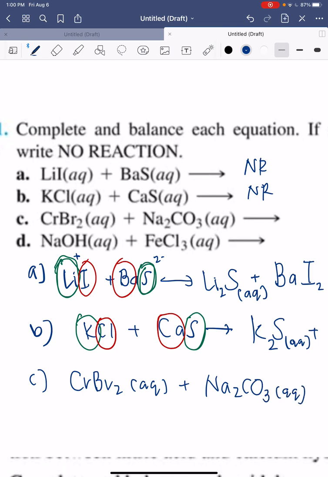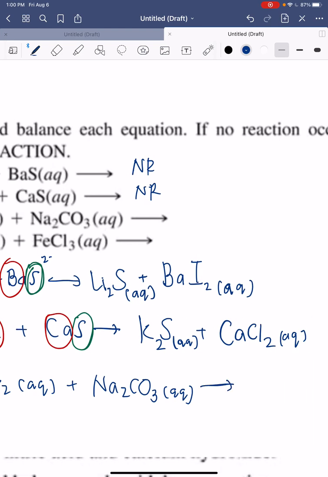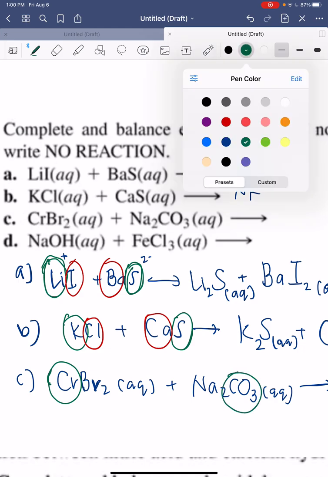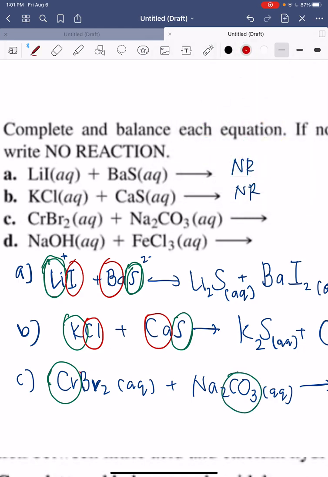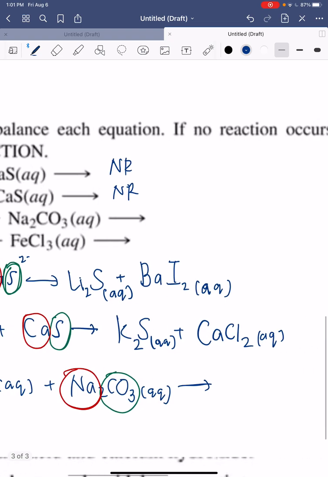Okay, we have chromium bromide and sodium carbonate. Let's do, again, the flip-flop rule here. Chromium and carbonate are going to form a compound, sodium and bromide. And now let's write our products.